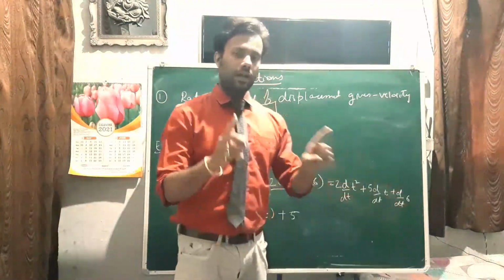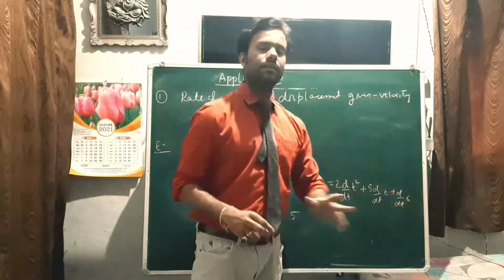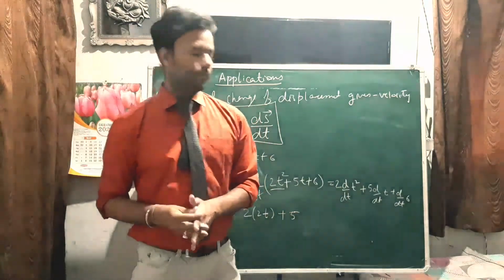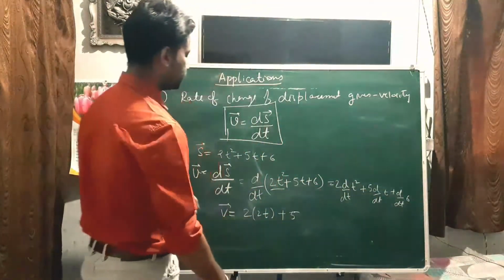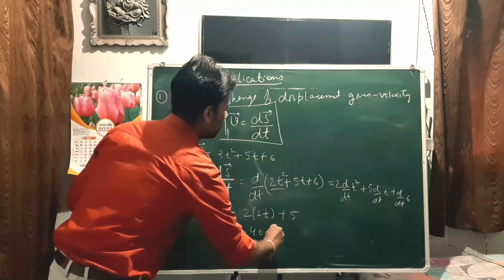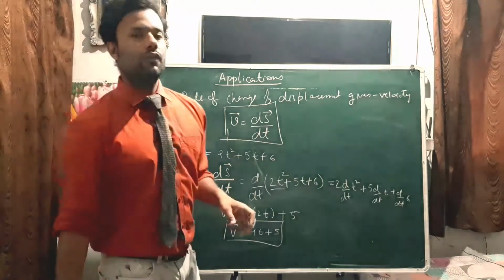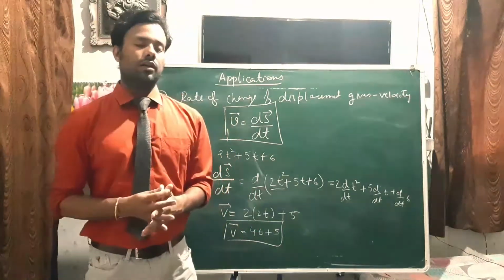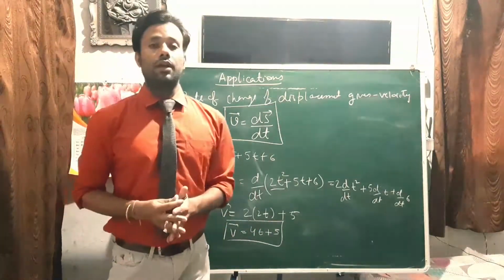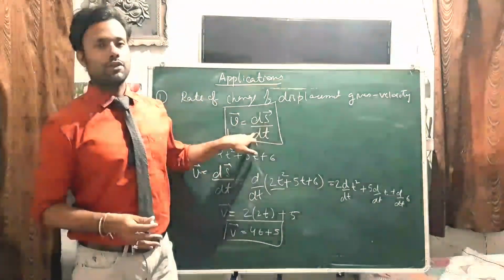How does it become 1? I made you understand in the previous video. And d by dt of 6 is a constant. A constant does not change with time, so this will become 0. So we will get 4t plus 5. So you can see we can find the value of velocity with respect to time with the help of differentiation, by differentiating displacement with respect to time.